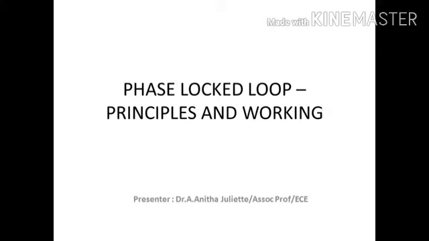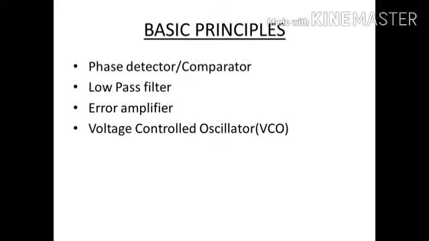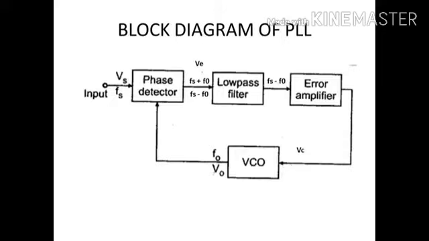The electronic phase-locked loop initially came into existence in the early 1930s for obtaining synchronization in radar systems and also in other communication systems. Let us look into the block diagram of the PLL and its fundamental working principles.